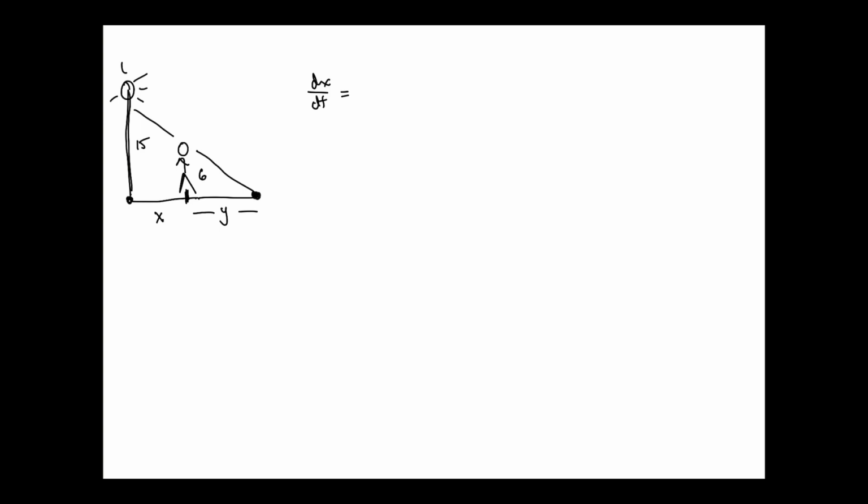Okay, and that has to be given, and we'll say it's 2 feet per second. And we want to find dy/dt. All right, so what key equation do we think we might want to use here?